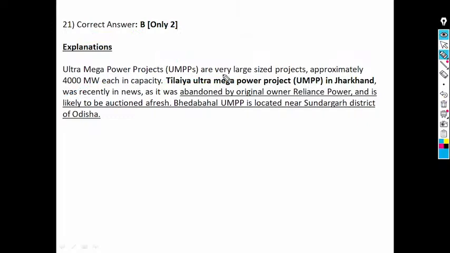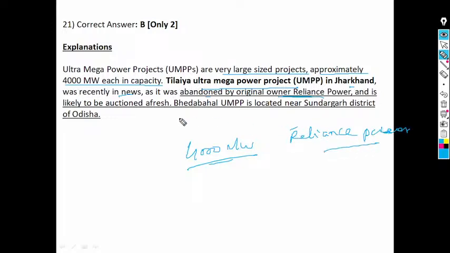Ultra mega power projects are very large size projects of approximately 4000 megawatt capacity each. Talaya ultra mega project in Jharkhand was recently in news as it was abandoned by its original owner, Reliance Power, and is likely to be auctioned. Bedabahal UMPP is located near the Sundargarh district of Odisha.